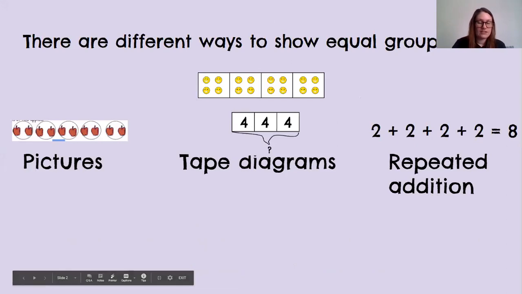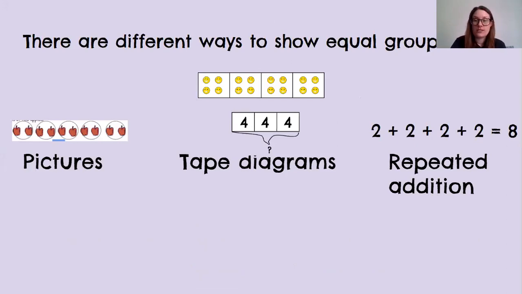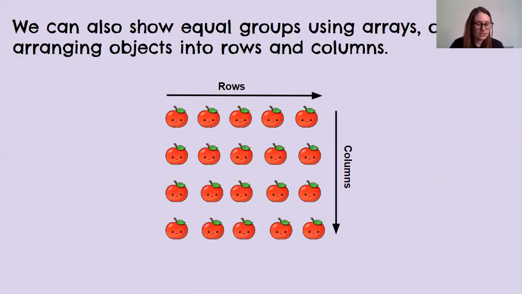Remember from our previous lessons, we have learned that there are different ways that we can show equal groups. The first way is through a picture, and we put them into groups of equal objects. We also learned how we can use a tape diagram, again using pictures or just using the numbers. And then we can write repeated addition equations to match the picture or tape diagram to represent our equal groups. We have also learned that there is another way that we can show equal groups, and that is by using arrays or arranging objects into rows and columns.